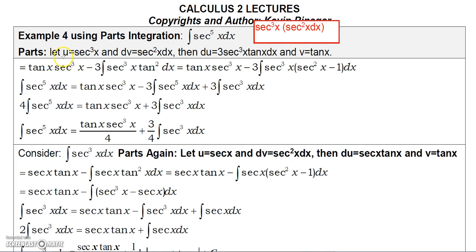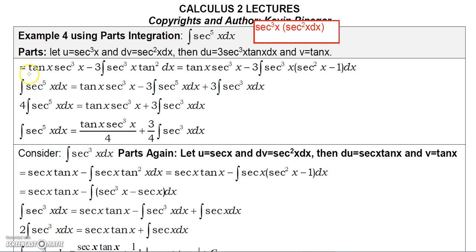Now, if u is secant cubed x, then du would be the derivative of this. So it is going to be 3 times the secant squared x, and then times the derivative of secant x, which would be secant x tangent x. So you end up with 3 secant squared x times secant x times tangent x, which ultimately becomes 3 times secant cubed x tangent x, and then of course the dx. And when you integrate dv here, you just get tangent x.